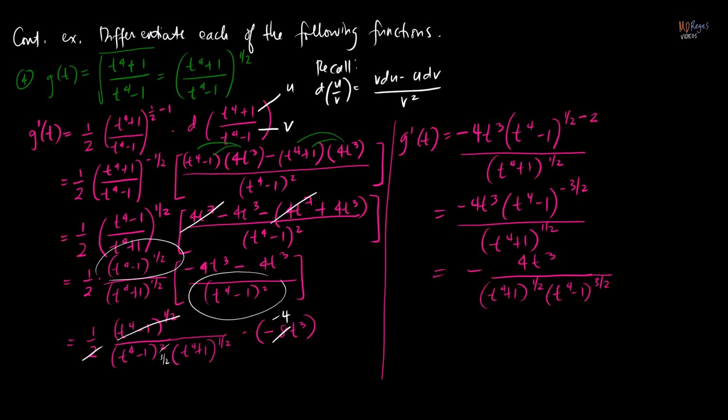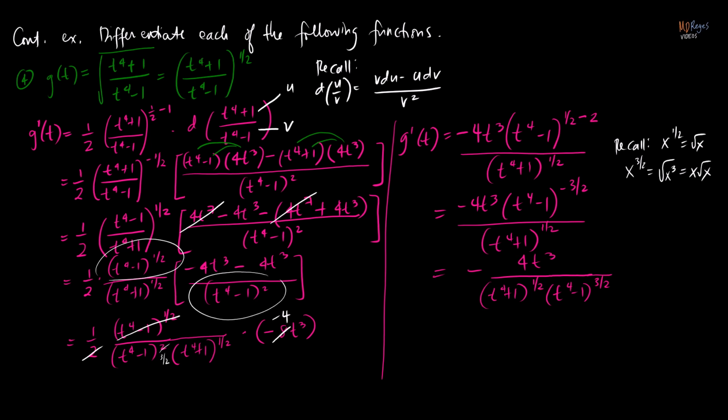Okay, we need to write this using radicals, because the given function is in the form of a radical. You must be good in algebra here. So you recall that x raised to 1/2 is actually the square root of x, and x raised to 3/2 is actually the square root of x cubed, which when simplified is x square root of x.